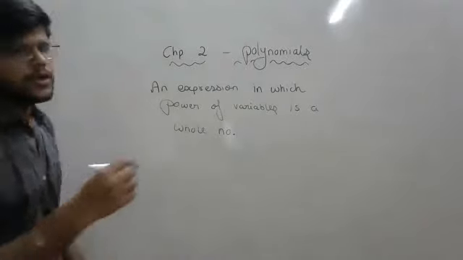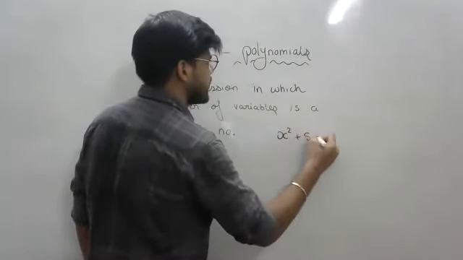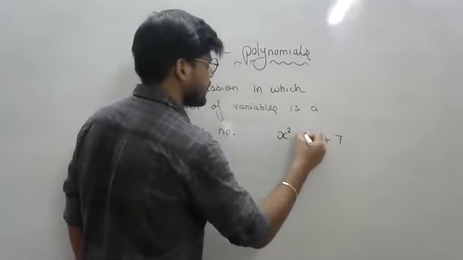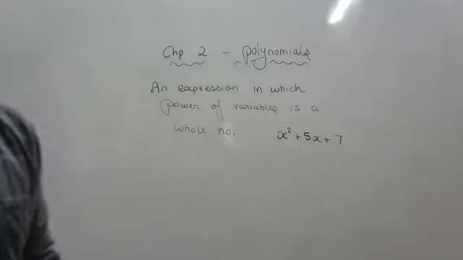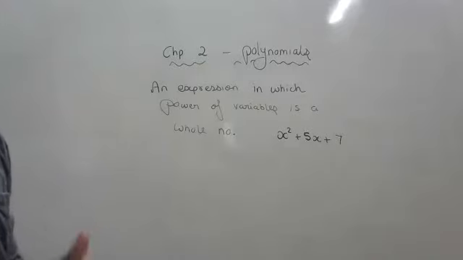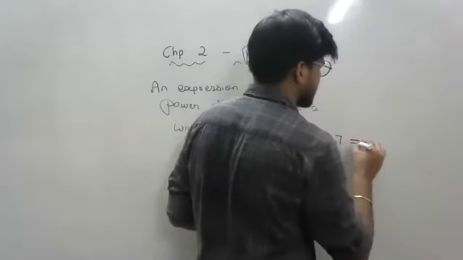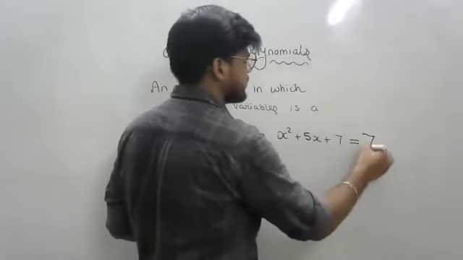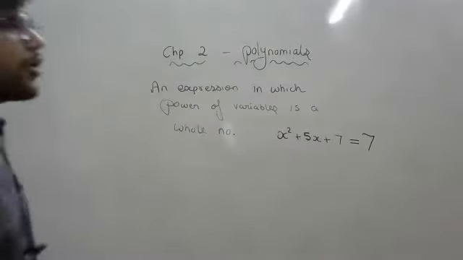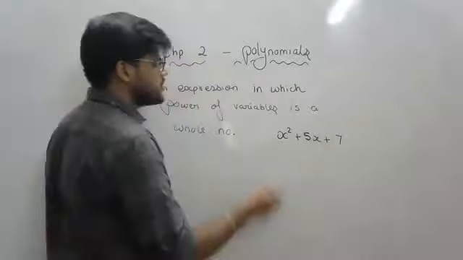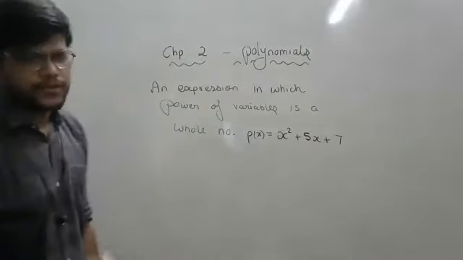Let me explain you. Suppose I am writing the expression x squared plus 5x plus 7. What do you mean by expression? There's a difference between expression and equation. Equation will always have an equal to sign, and you will be writing some number here or some term there or zero. Especially in polynomial, it's an expression which is denoted as either p of x or q of x or something like that.